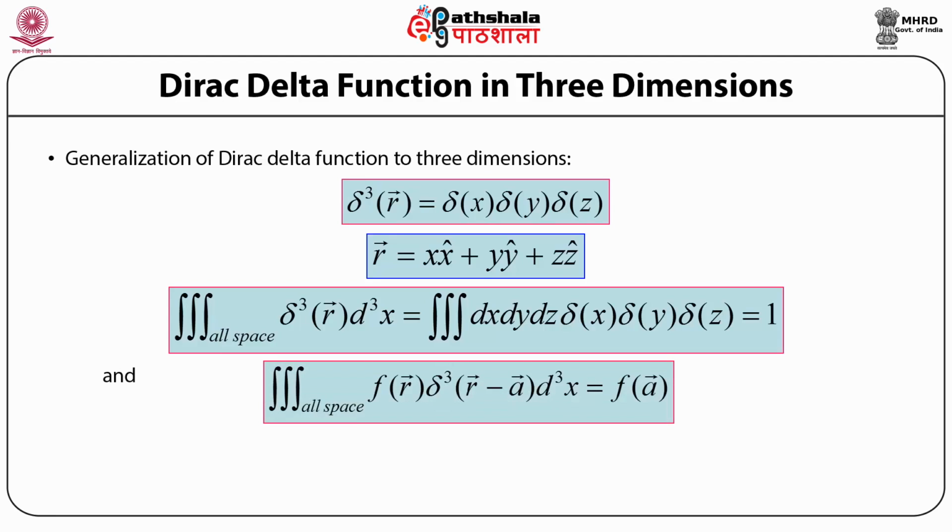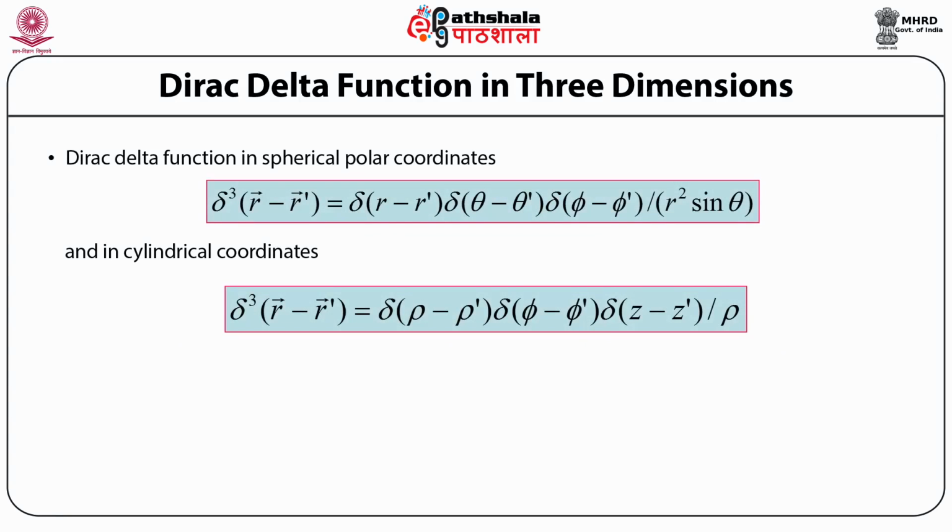And the volume integral over all space over the volume element d cube x of the function f as a function of vector r times the Dirac-delta function delta cube as a function of vector r minus vector a is equal to the function f as a function of vector a. Here vector a is such that when vector r is equal to vector a, then the Dirac-delta function tends to infinity, otherwise it will give the value 0.